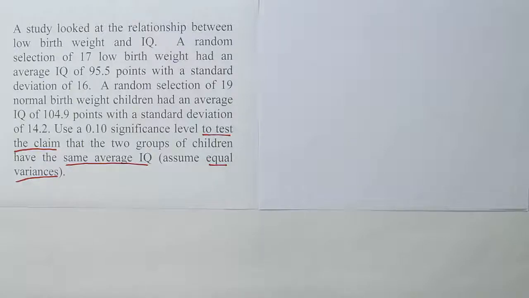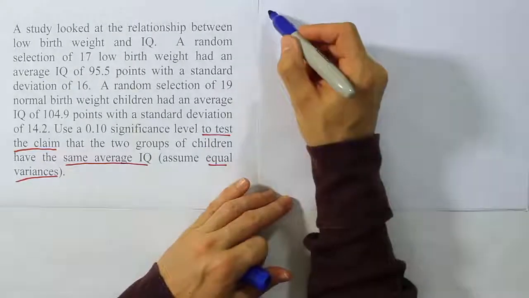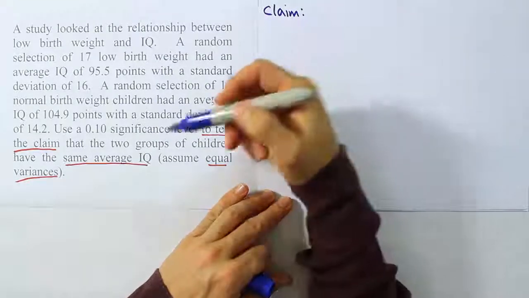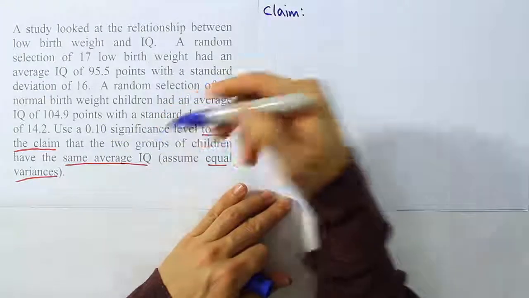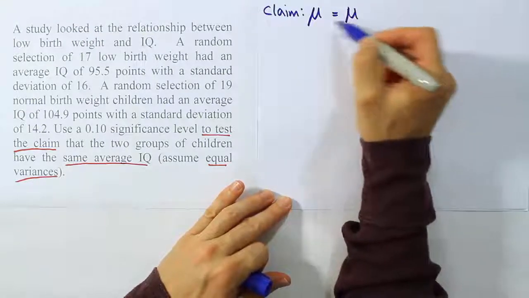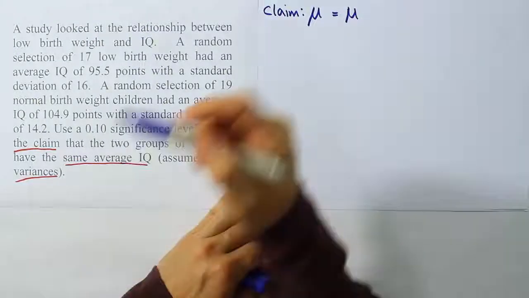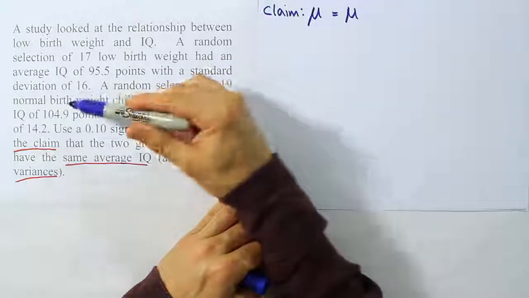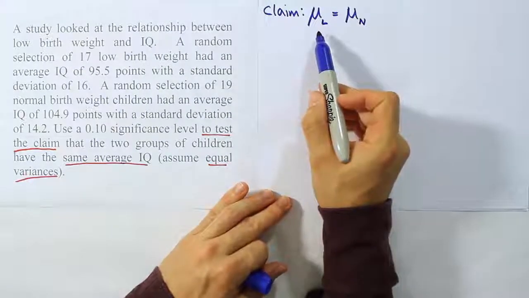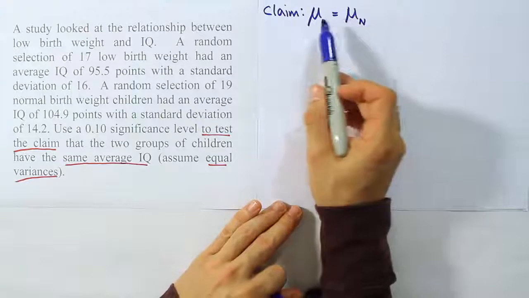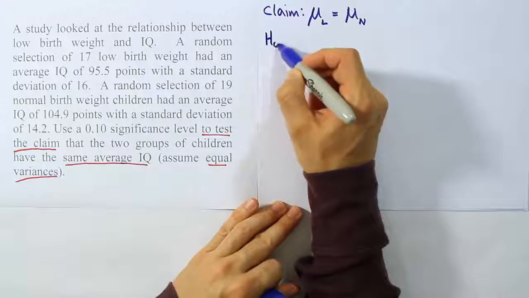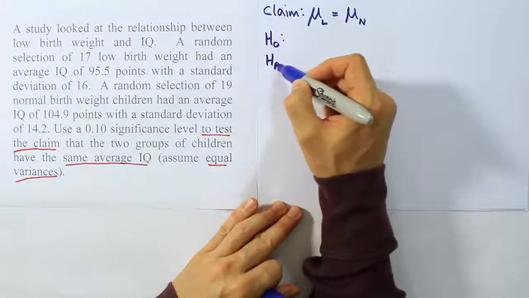Okay, so what I want to do next is to actually look at the claim and try to express that in symbols, right? When I read this phrase here, to test the claim that two groups of children have the same average IQ, they're basically saying the two means are equal to one another. So all we have to do is find a convenient set of notation to label them. Since this problem deals with low birth weight children and normal birth weight children, I'm going to go ahead and put L and N here as my subscripts. So I'm saying the mean for low birth weight is the same IQ for the mean for normal, right? They have the same average IQ. So that's the claim.